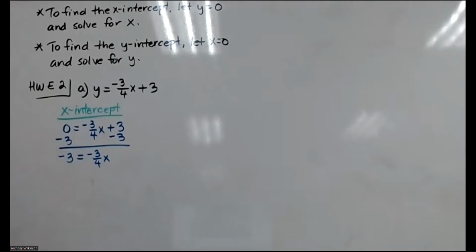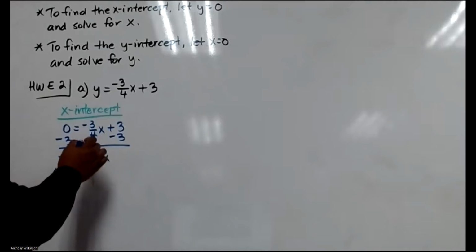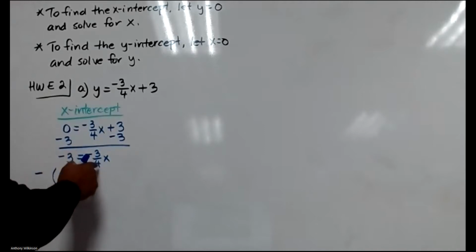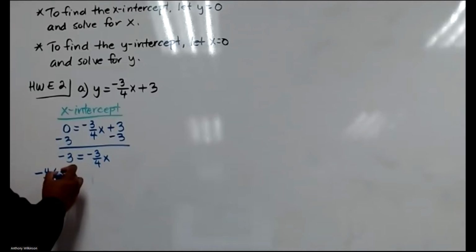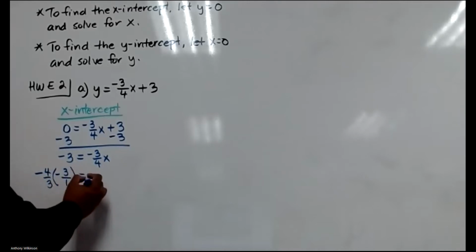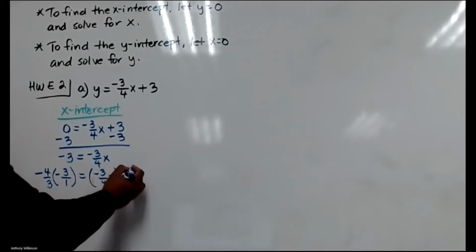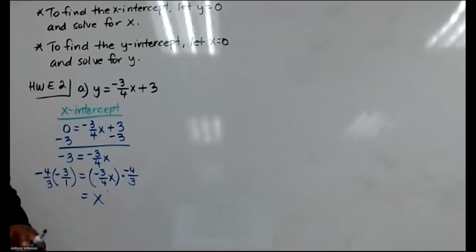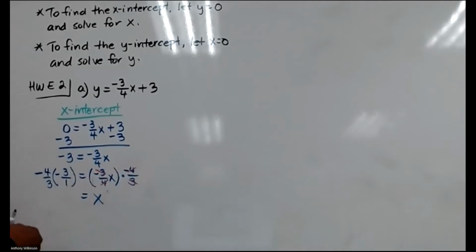But what is the reciprocal of negative 3/4? Reciprocal. Not positive. It's still negative. But when we flip 3/4 over, what will we get? 4/3. That's what I mean by reciprocal. I'm going to put that negative 3/1. Okay. I'm going to multiply both sides by negative 4/3. What's going to happen is you're going to get x by itself because the negative 3 is gone and the negative 4/3 is gone. You're left with x by itself.